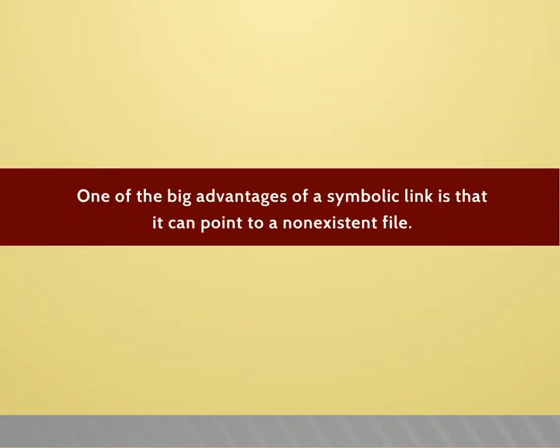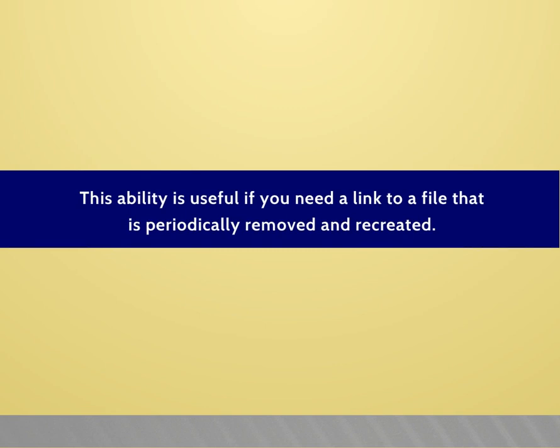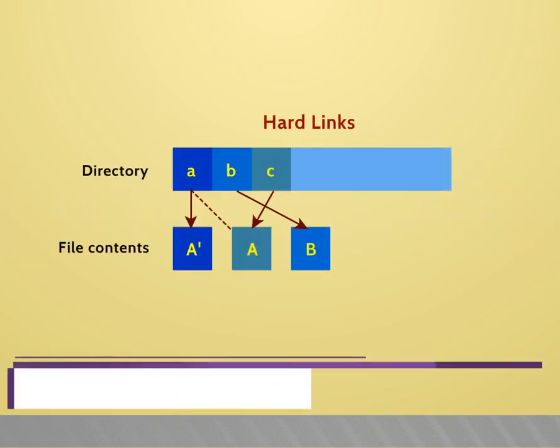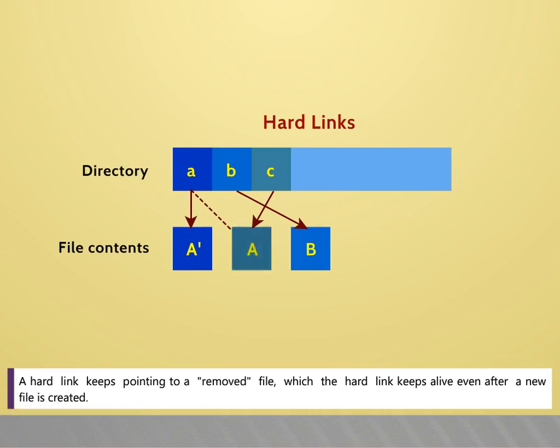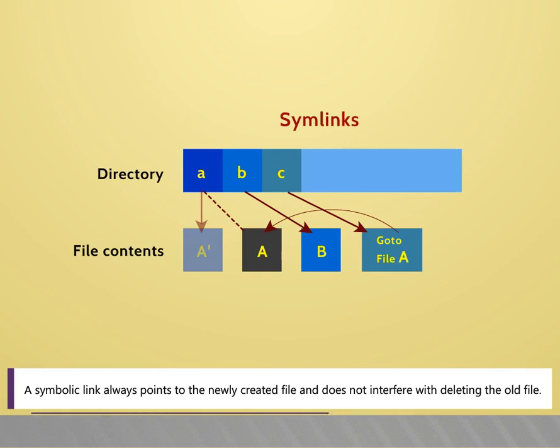One of the big advantages of a symbolic link is that it can point to a non-existent file. This ability is useful if you need a link to a file that is periodically removed and recreated. A hard link keeps pointing to a removed file, which the hard link keeps alive even after a new file is created. A symbolic link always points to the newly created file and does not interfere with deleting the old file.